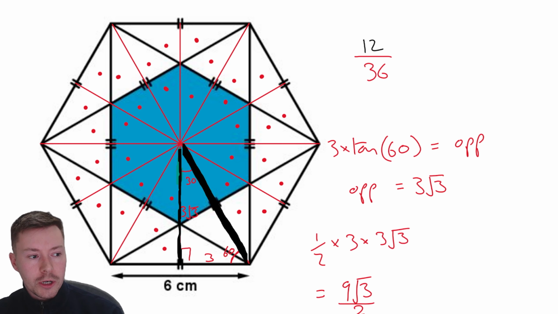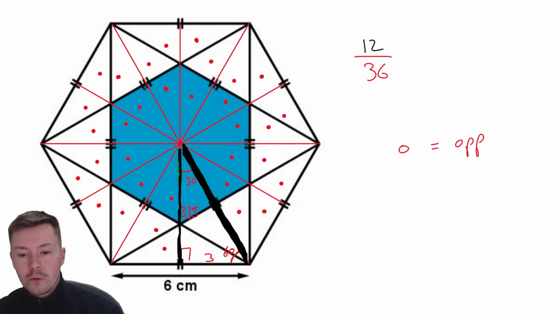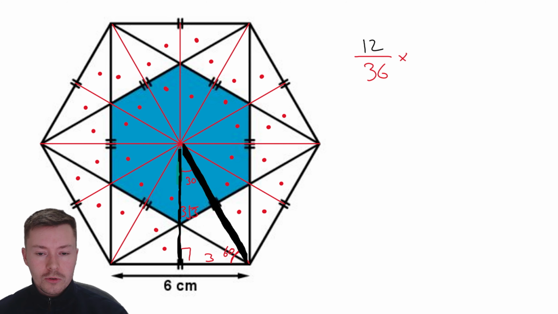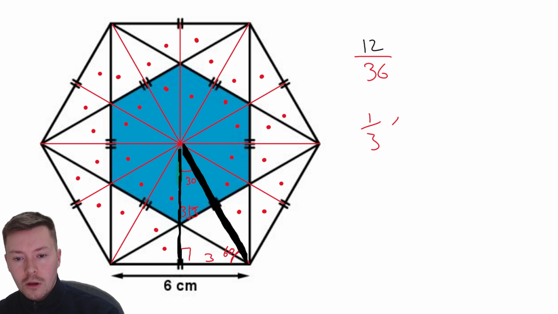Okay, right, I'm just going to clear that a second. So 9 root 3 over 2, remember that? I want 12 over 36. Well, that's actually something we need for later. We don't need that just yet. We need a third of, what was it? 9 root 3 over 2, that's it.